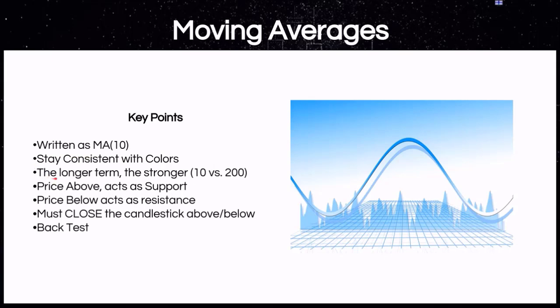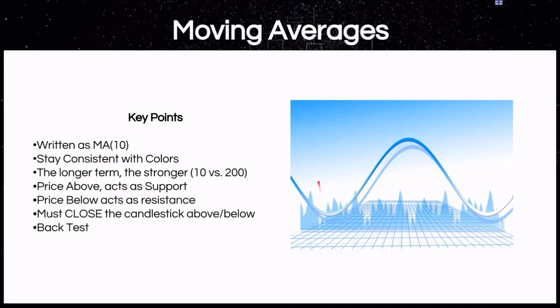Another point to note here is that the longer term the moving average, the stronger it is. So the 10-day moving average resistance is not nearly as strong as the 200-day moving average resistance, and that's because there's a lot more data and time factored in here, and traders are well aware of that, and so they will pay more attention to the 200-day moving average as a support or a resistance than they will the 10-day, which moves a lot more rapidly.